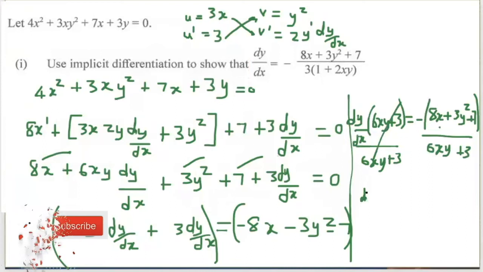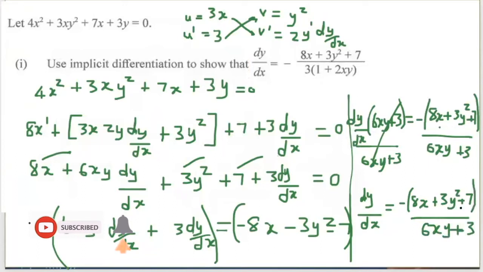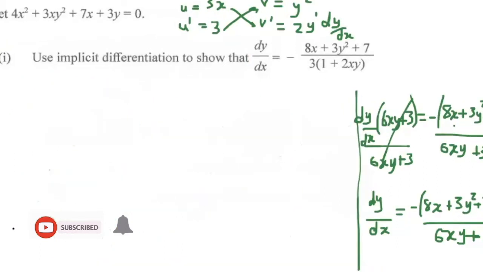So all that is remaining is just dy/dx on my left, and on my right I will have minus (8x plus 3y squared plus 7) all over (6xy plus 3). But we're not finished, because look at what we have here, the dy over dx. In the denominator, it is not looking like what I should have. So let me rewrite what I have right here.